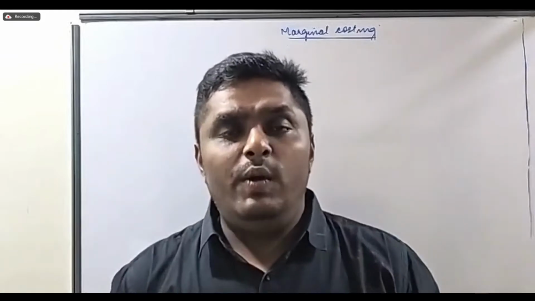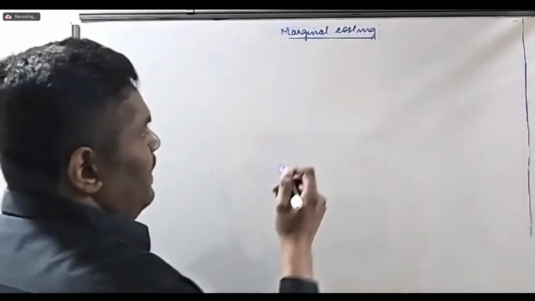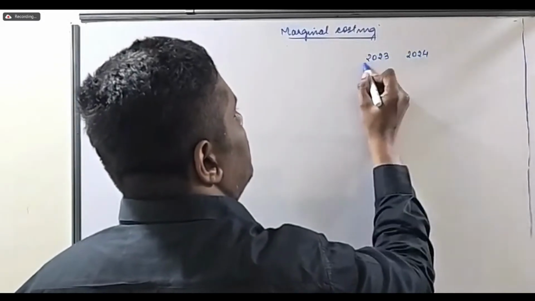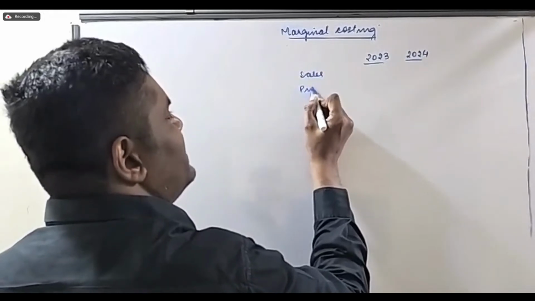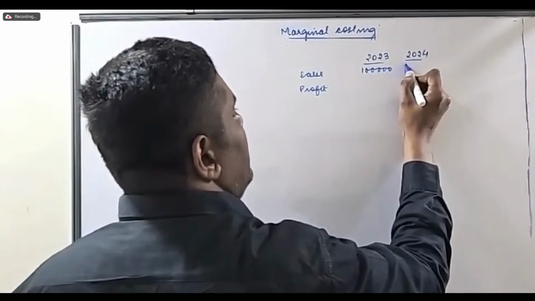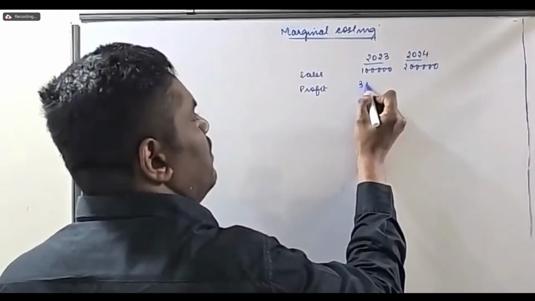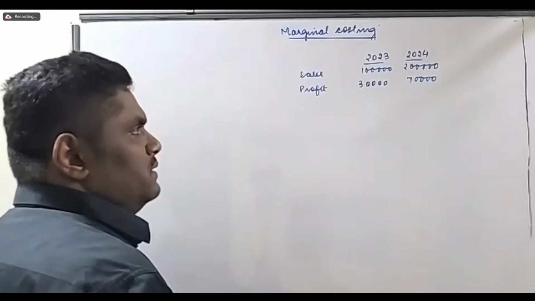Now let's discuss one more concept when the two period figures are given. Let's say 2023 and 2024, wherein the sales and the profit is given. Let's say my sales is 1 lakh and in 2024 it is 2 lakh. In 23 the profit is 30,000 and in 24 it is 70,000.